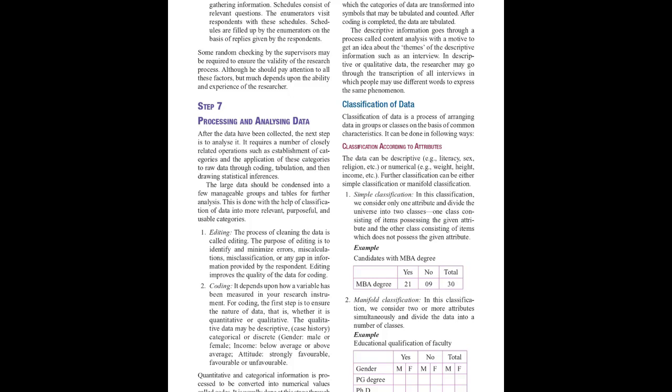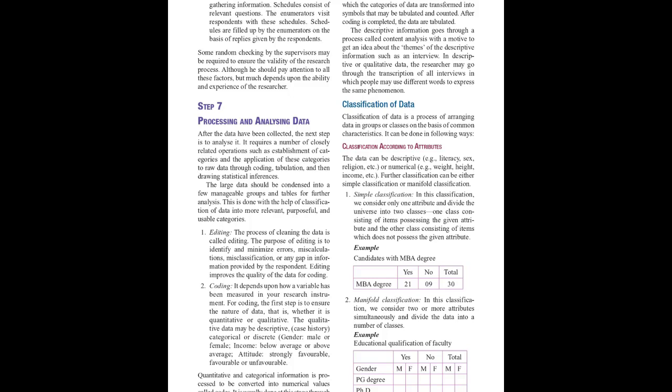The qualitative data may be descriptive, case history, categorical or discrete: gender, male or female; income, below average or above average; attitude, strongly favorable, favorable or unfavorable. Quantitative and categorical information is processed to be converted into numerical values called codes. It is usually done at this stage, through which the categories of data are transformed into symbols that may be tabulated and counted. After coding is completed, the data are tabulated.